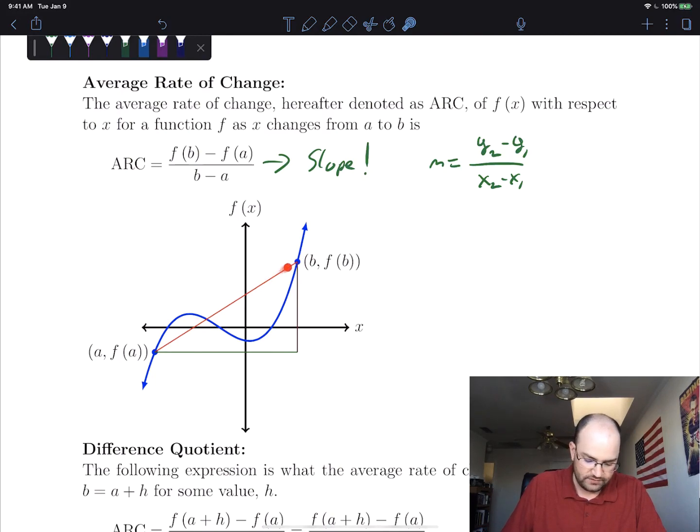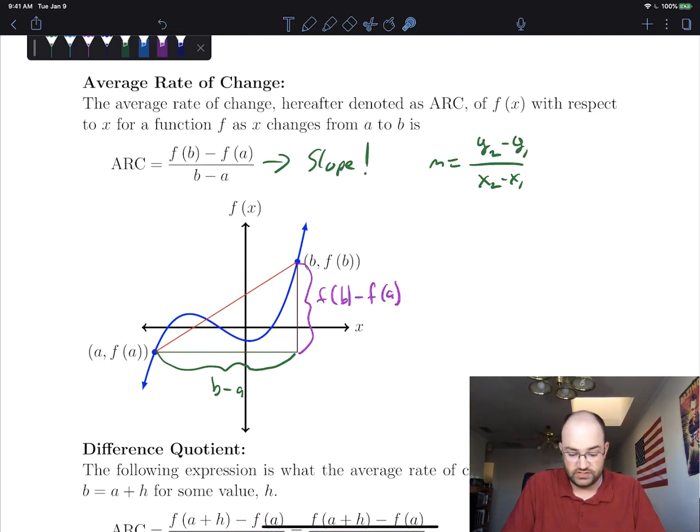And so the average rate of change here is simply the slope of the line connecting those 2 points. Now notice that I can create a right triangle here, and that this distance is just the difference between b and a. And this distance is just the distance between f of b and f of a. And so you just take the ratio of those, in other words, the rise divided by the run, and that will give you the average rate of change. That's really all average rate of change is. It's just a slope. That's it.